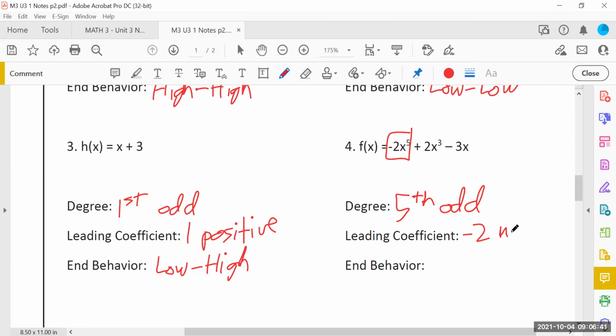Negative. And you see how right now I'm helping you guys out by asking you the question. You have to remember which question to ask. Does that make sense? You've got to decide, which one is even or odd? Which one's positive or negative? So 5th degree is odd, -2 is negative. And once we have that, we can decide on the end behavior. So everybody, what's the end behavior for this one? High, low. If my pen will work, there we go. High, low.